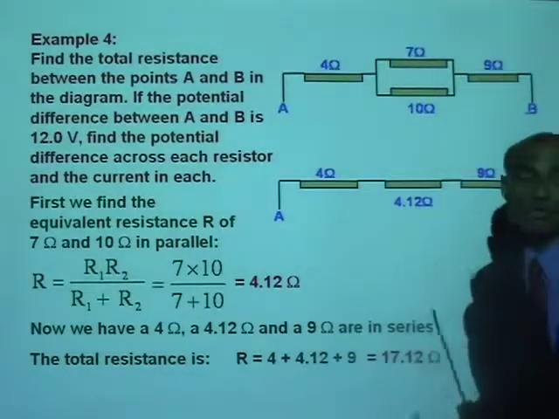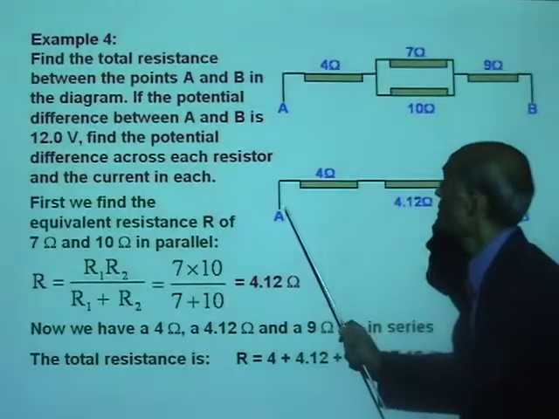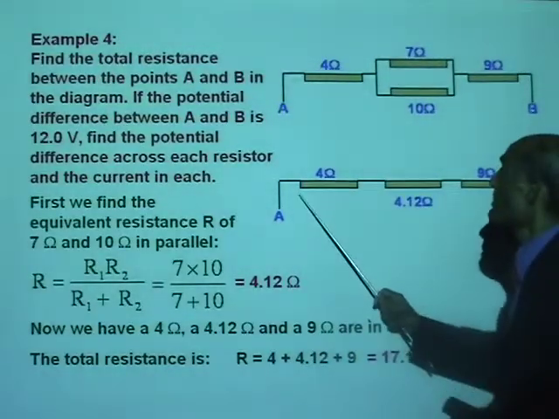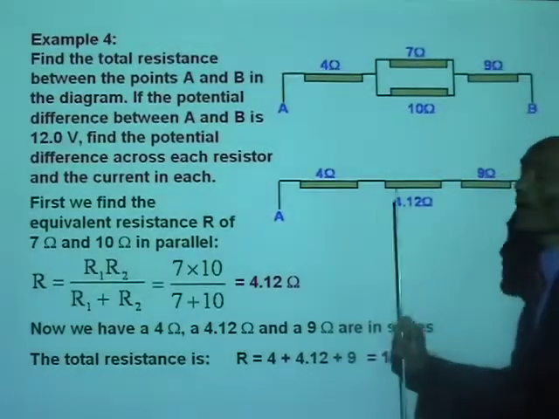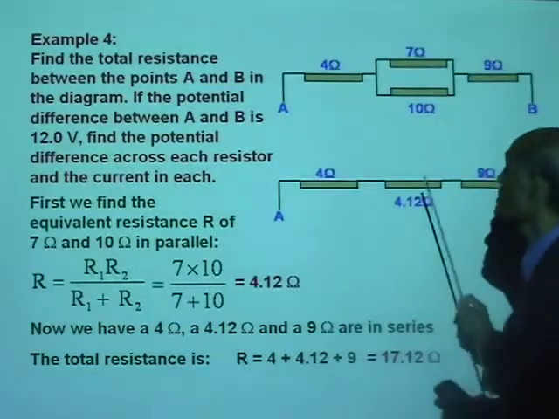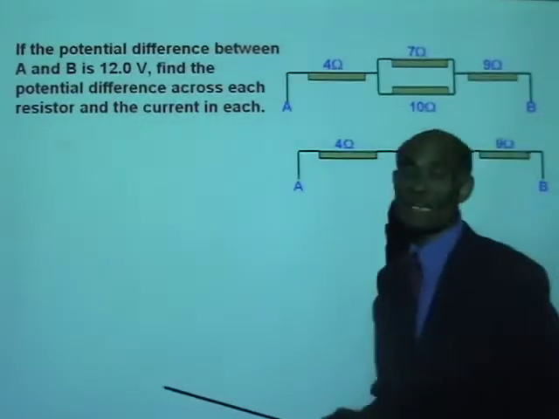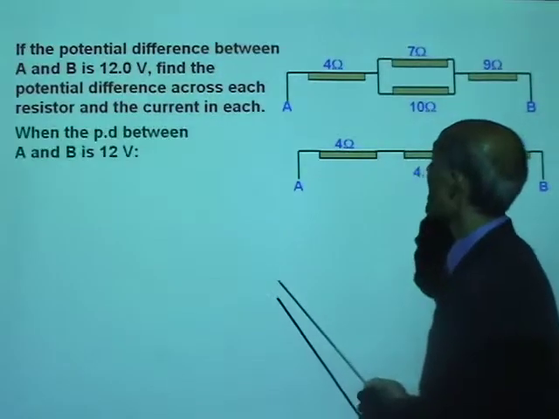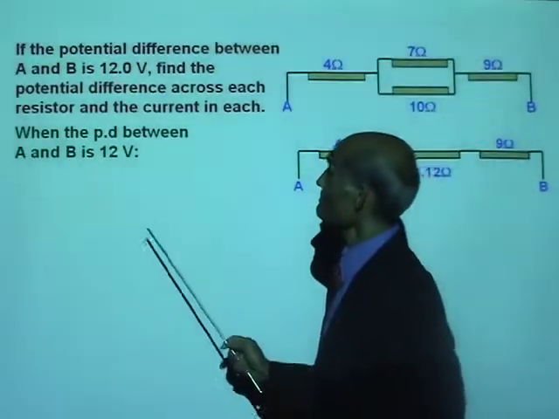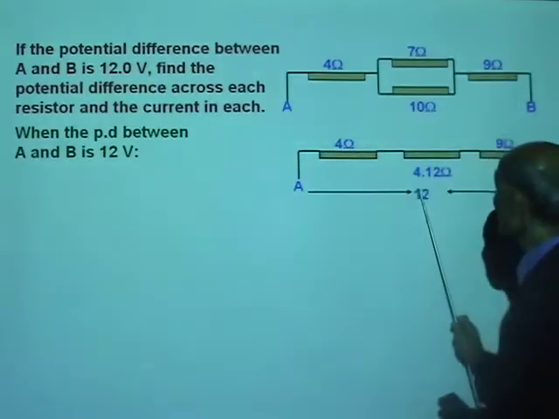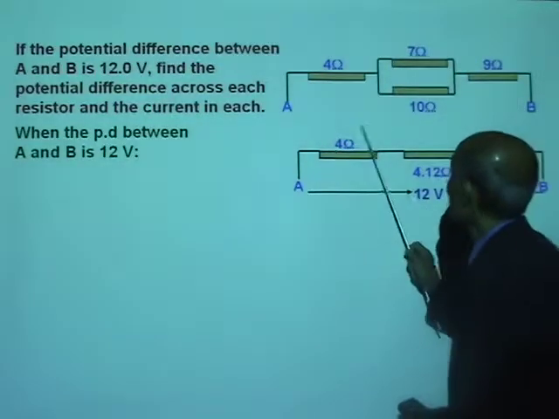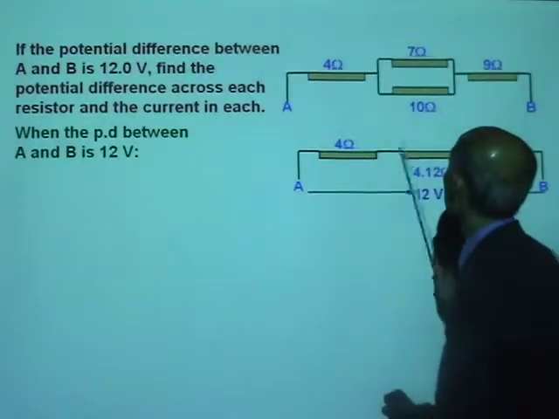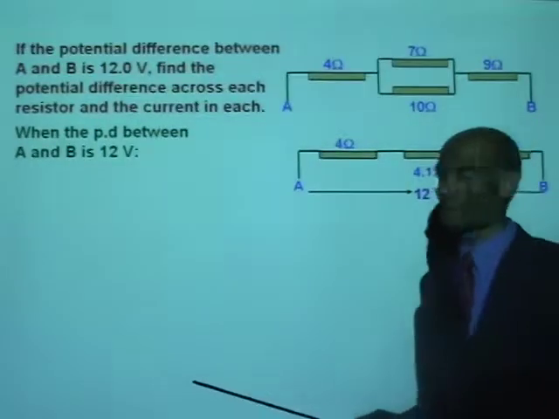Okay, now what do we have? We are told that there is a potential difference of 12 volts between A and B. That means there is a potential difference of 12 volts across the combination of resistors. Let's go to the next slide. So if the potential difference between A and B is 12 volts, what is the total resistance here? We calculated the total resistance. That will be 17.12, is that right?